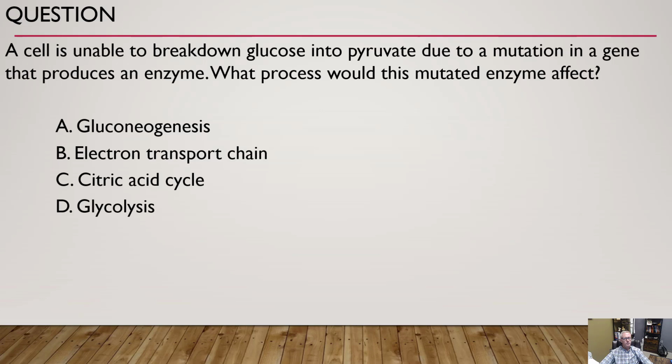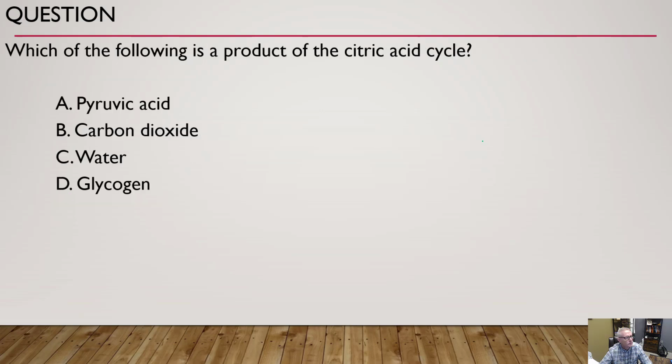All right. A cell is unable to break down glucose into pyruvate due to a mutation in a gene that produces an enzyme. What process would this mutated enzyme affect? So, what process converts glucose into pyruvate? Gluconeogenesis, electron transport chain, citric acid cycle, or glycolysis? Well, that's glycolysis. Glycolysis takes glucose and converts it into pyruvate.